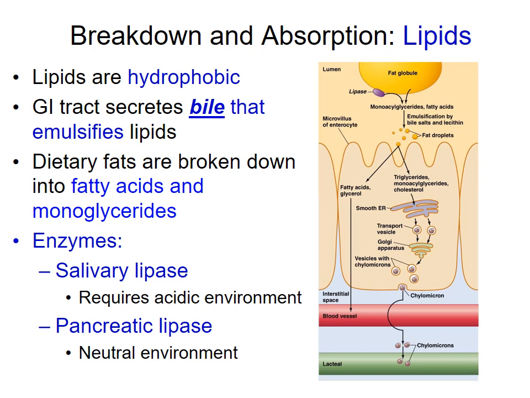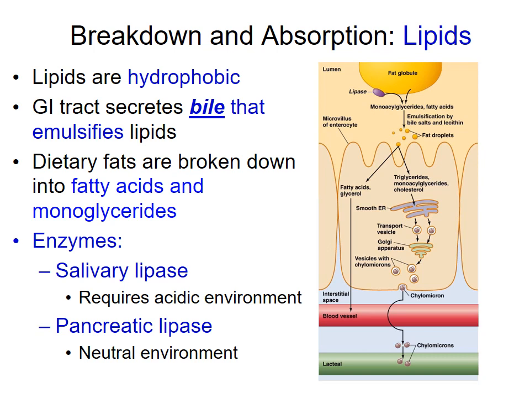The enzymes that we're going to use in conjunction with the bile will be salivary lipase and pancreatic lipase. Now, salivary lipase, as you see from the name, and hopefully as you remember from part 1, comes in your saliva. However, it's not activated until it gets into your stomach because it requires an acidic environment. Your pancreatic lipase comes courtesy of the pancreas and is active in a neutral environment, so that will be introduced into the duodenum, the top part of your small intestines.